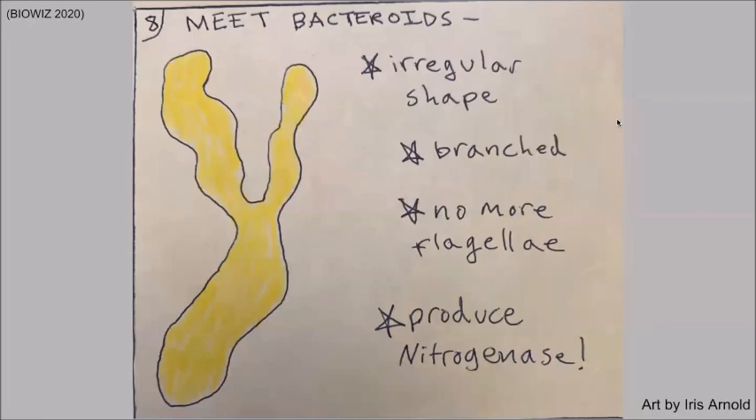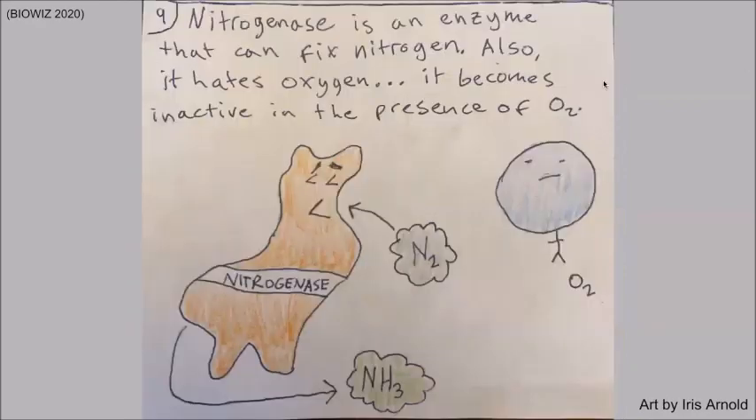So the bacteroids are irregular-shaped, non-flagellated, branched, and non-dividing forms of rhizobium. They produce the enzyme nitrogenase. Nitrogenase is responsible for the actual fixation of nitrogen into ammonia. This enzyme is very sensitive to the presence of oxygen and will actually become inactive when exposed to any oxygen.